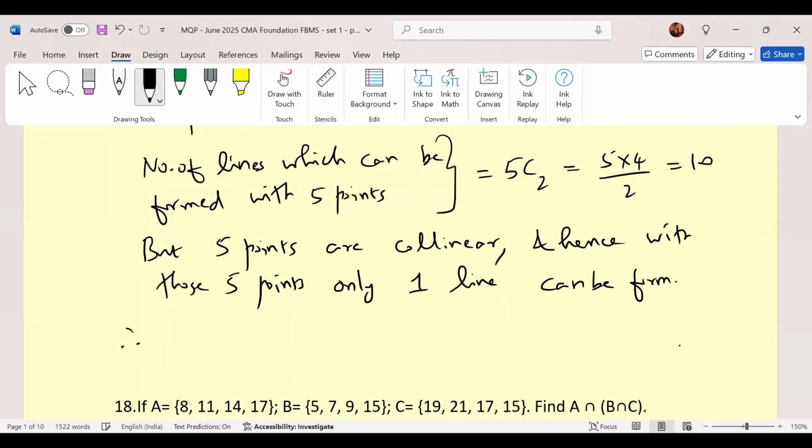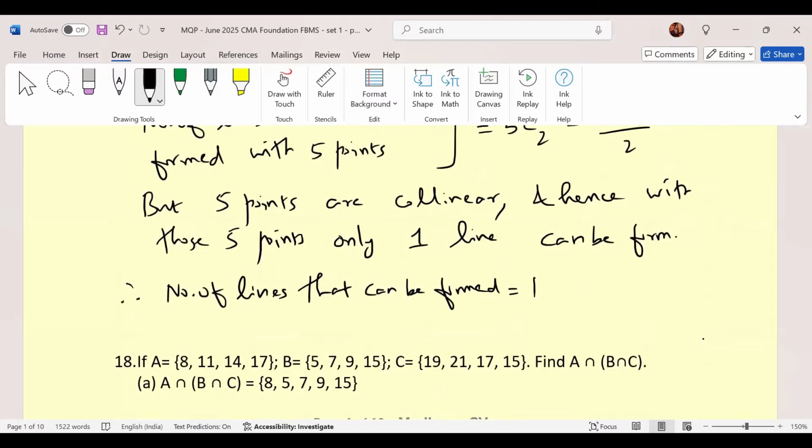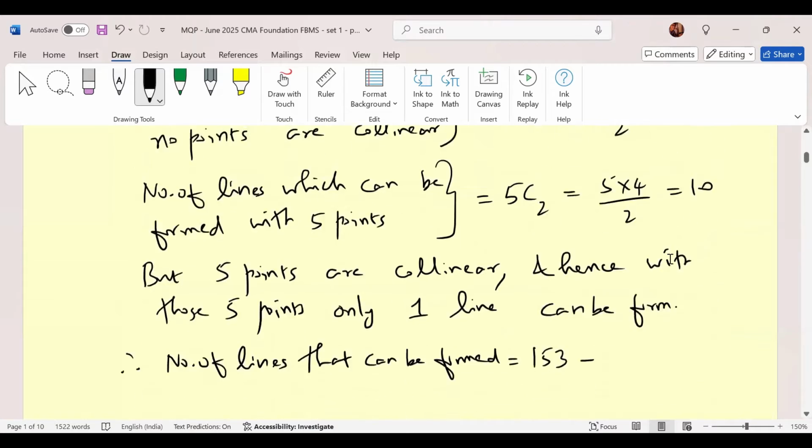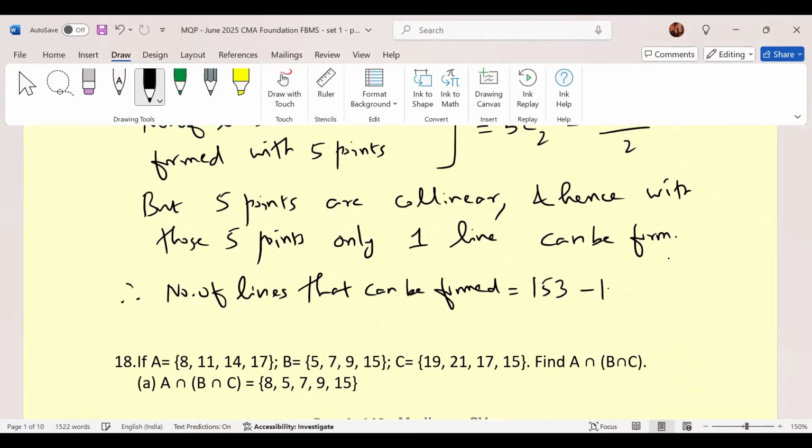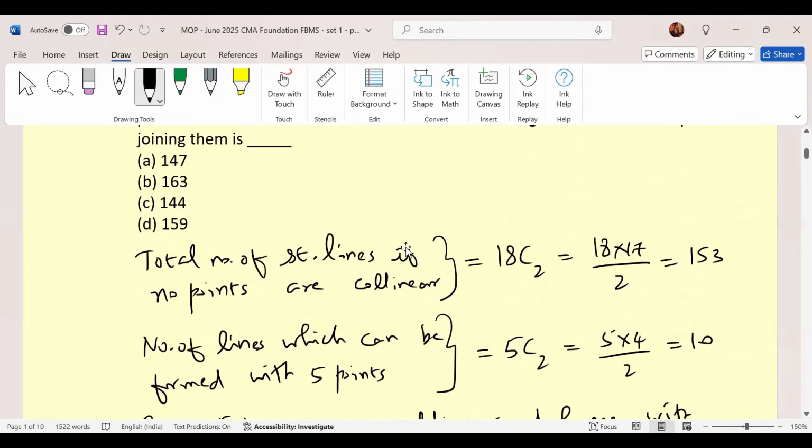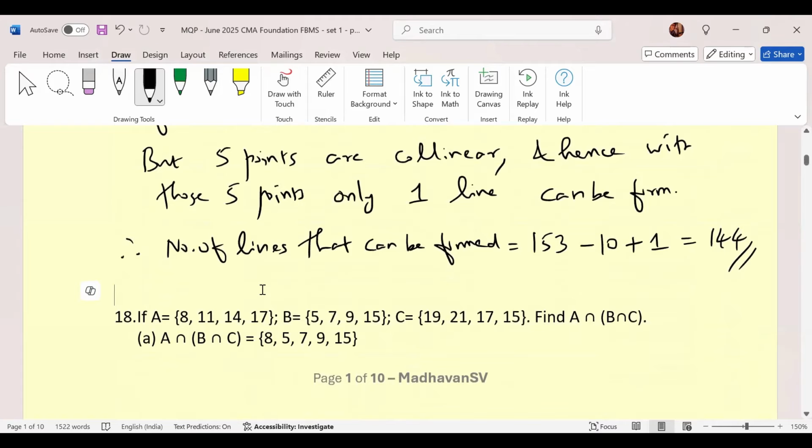Therefore, number of lines that can be formed will be, without any condition, we had got 153. In that, these 10 lines cannot be formed because they are all collinear. But with those collinear points, we can make one line. So it becomes 144. That will be the answer. And that is our option C. Let me move on to the next question.